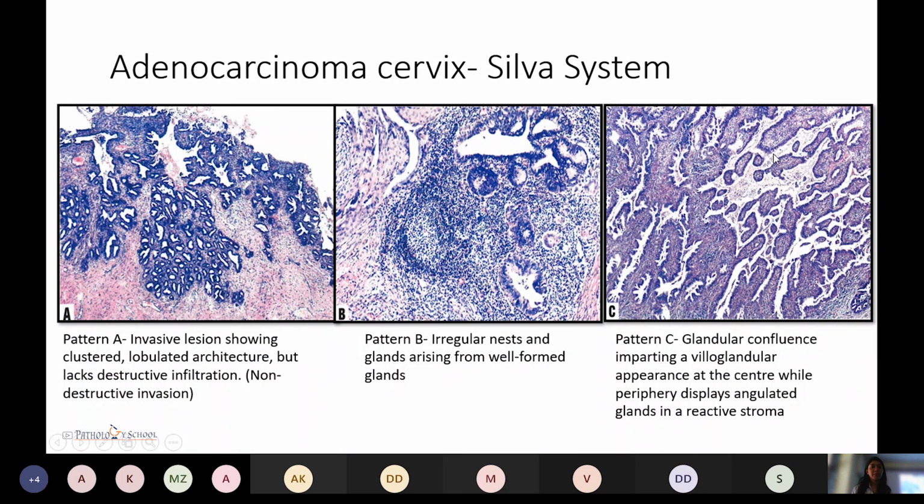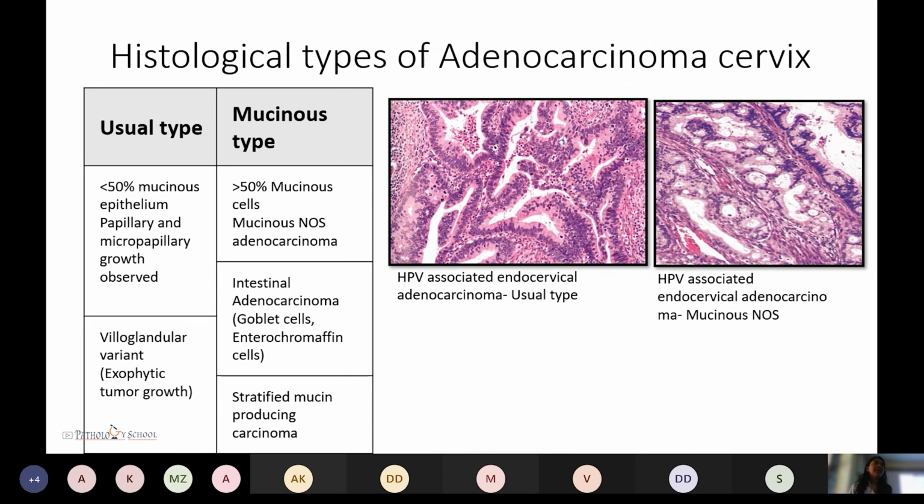Now, HPV associated endocervical adenocarcinoma, pattern A, B, or C should be the diagnosis. This is an optional thing that we can mention in our report. Histological type is very optional. If we want to, we can mention it in the report according to WHO.